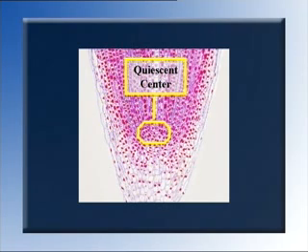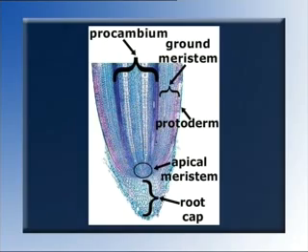Most cell divisions occur along the edges of this center and give rise to columns of cells arranged parallel to the root axis. The apical meristem of the root organizes to form the 3 primary meristems, namely protoderm, which gives rise to the epidermis, procambium, which produces xylem and phloem, and the ground meristem, which produces the cortex.